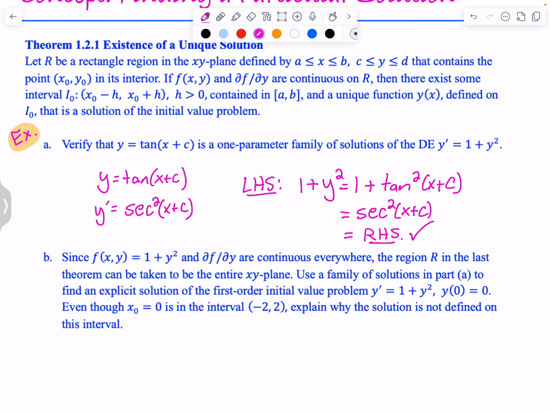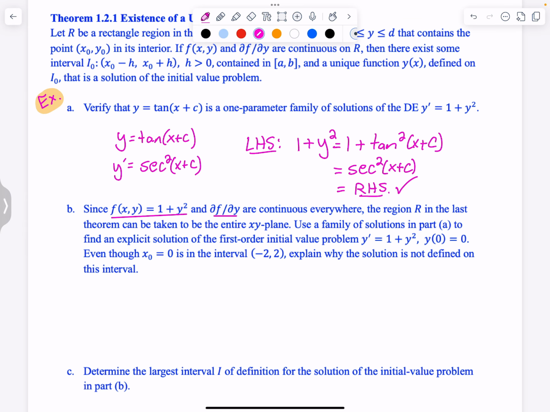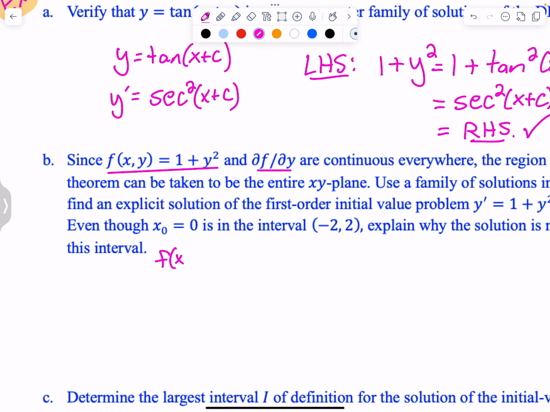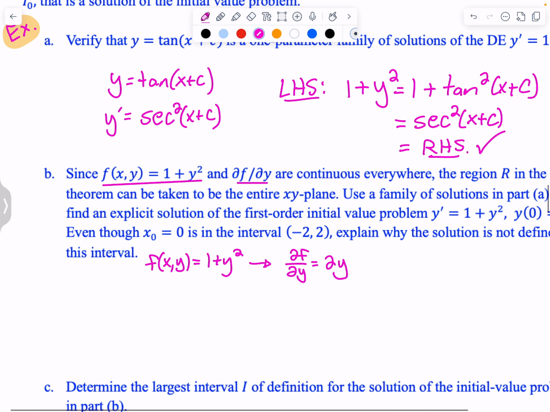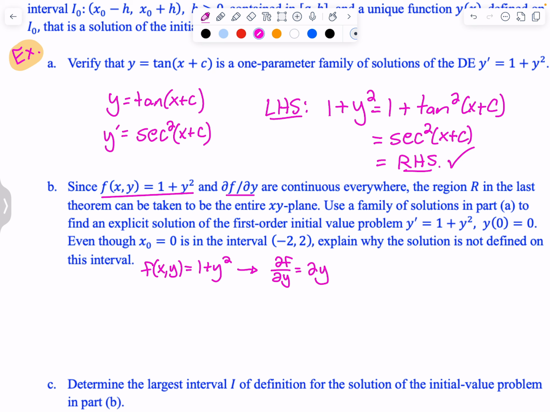All right, so based on the theorem, since this is our first derivative and the second derivative with respect to y, the partial of that with respect to y, those are continuous everywhere. I can pick any y I want. Maybe we should write those down here. f of x, y is equal to 1 plus y squared. The only reason I wrote it down is for this. The partial of f with respect to y is going to be equal to 2y. So I can plug any y's in. What they're saying is the region R in the theorem can be the xy plane, any numbers you want.